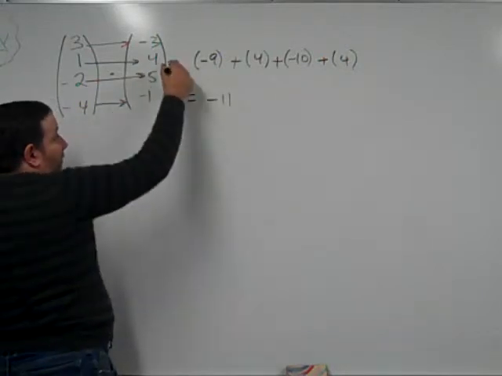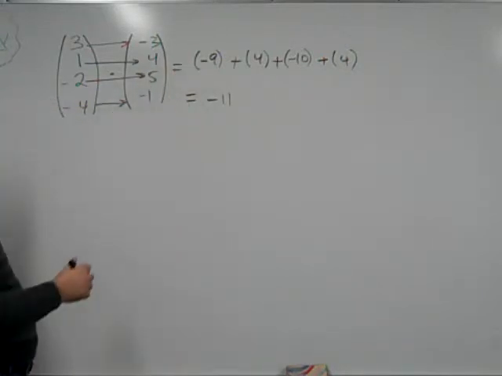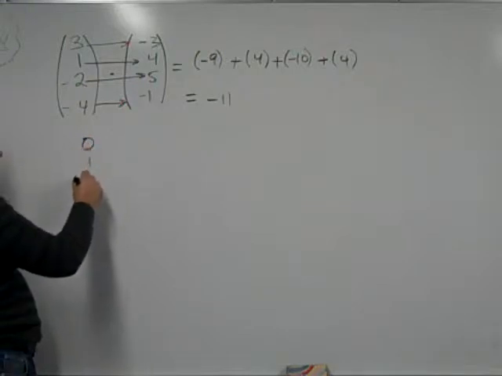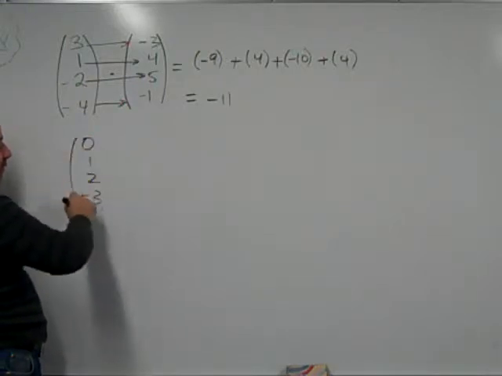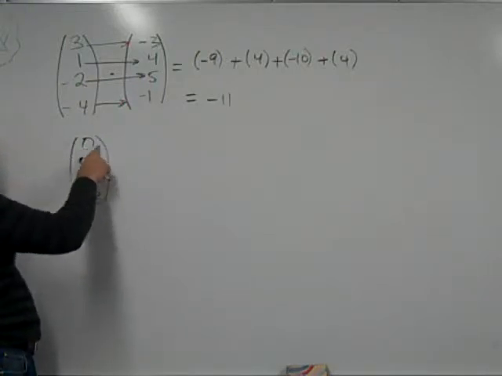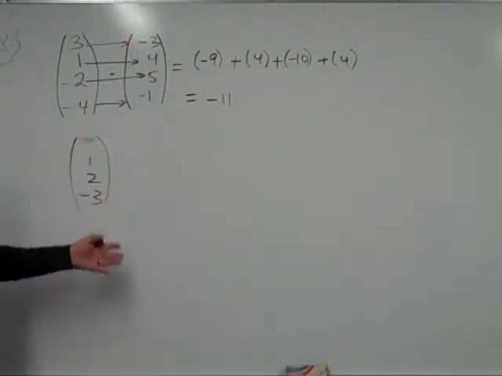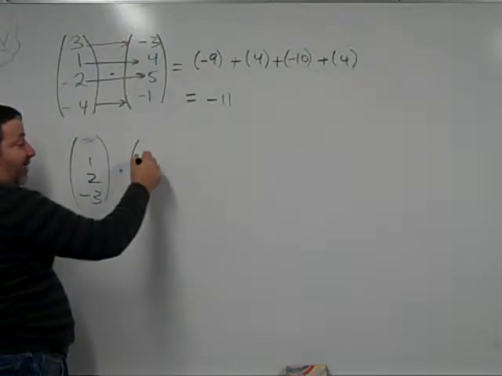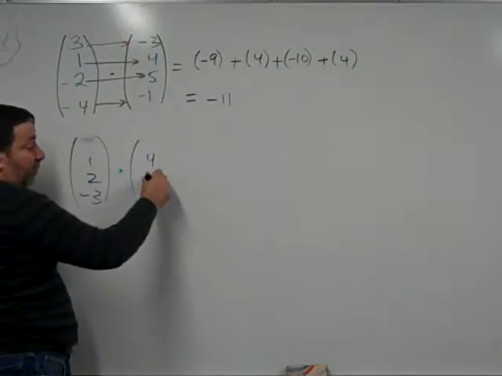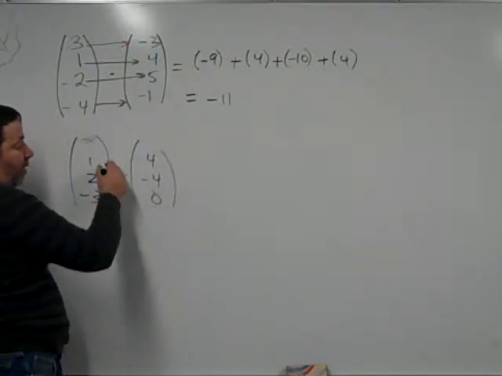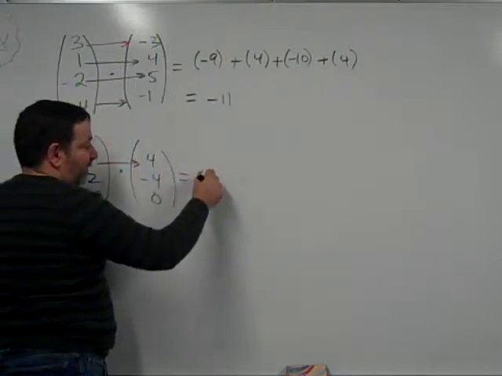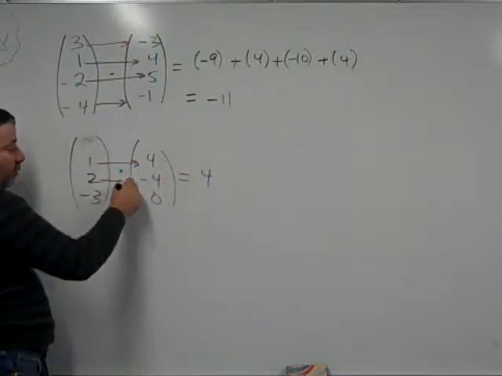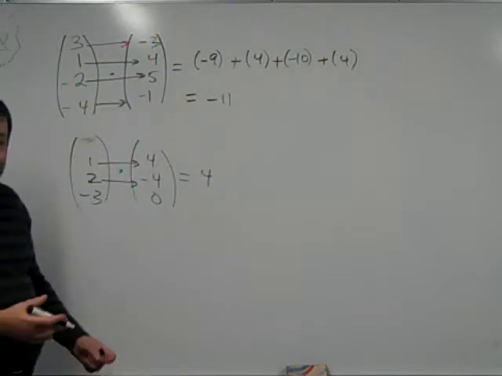Okay, the dot product is very, very simple. You have 0, 1, 2, -3. Let's even get rid of the 0. There can only be 3 numbers. And you dot it with, now this has to have the same number of numbers. You multiply those numbers, you get 4. You multiply those numbers, you get -8.